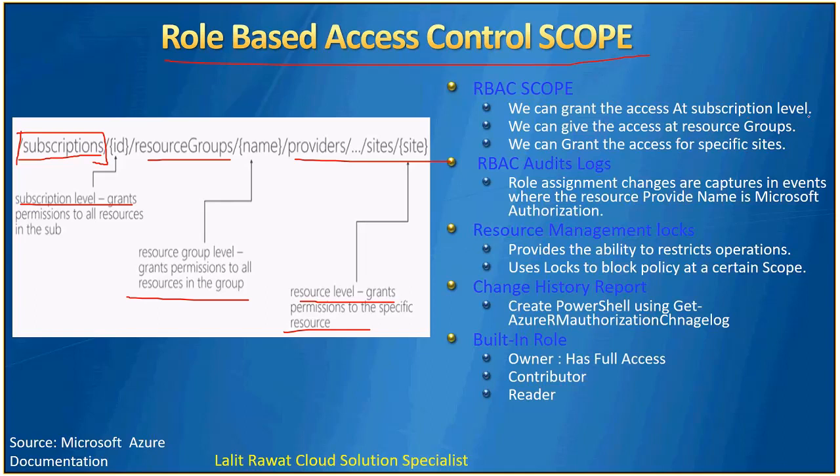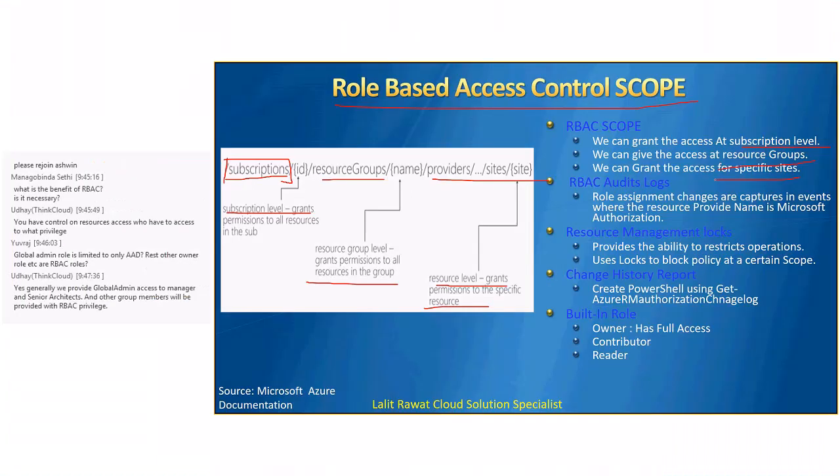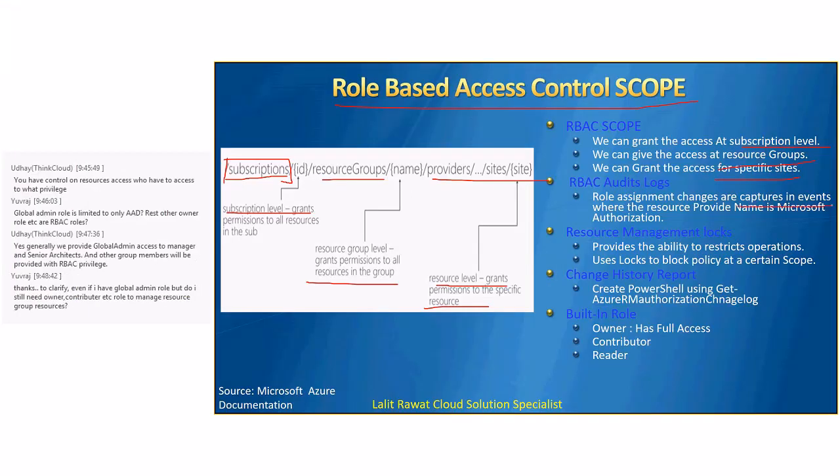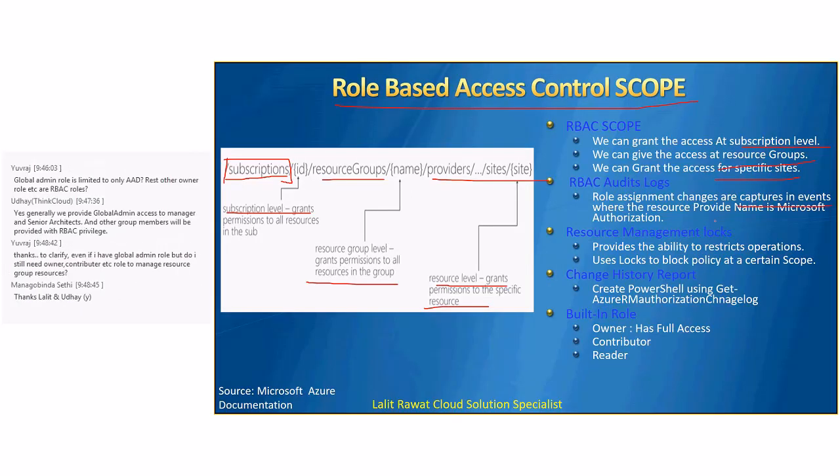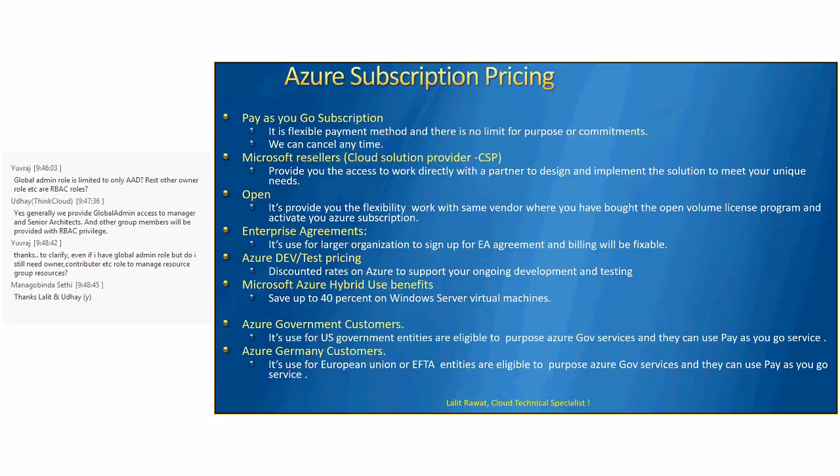So RBAC, basically, as I have mentioned, at the subscription level and the specific level, you can enable the logs and the authorization logs, so you'll have all your logs, and you can restrict the operations. You can apply the policies, and you can create a history report based on your RBAC rules, and you have more granular access for that. And let's move down to the next slide.